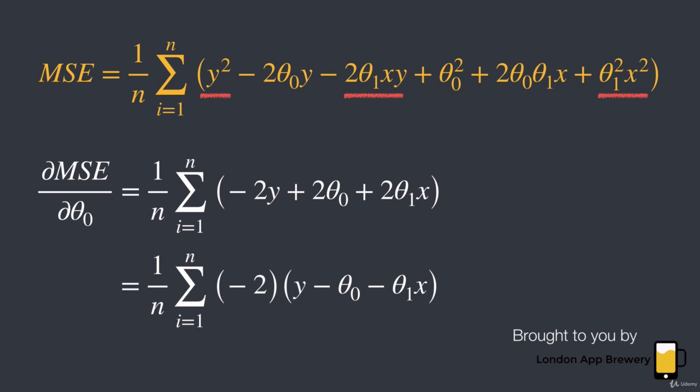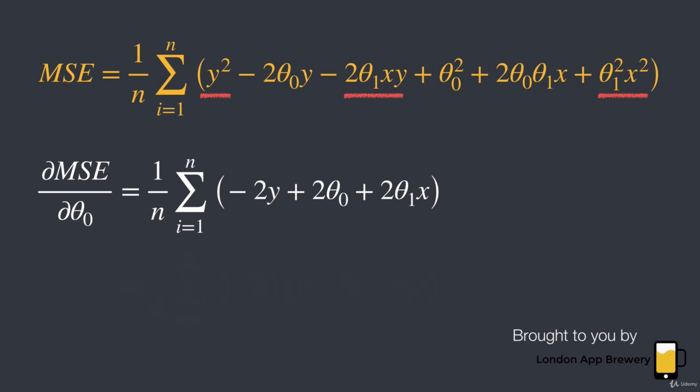I've got minus 2 times y minus theta 0 minus theta 1 x. And then what I can do is simply move this constant outside of the sum. So our equation would actually look like this. And that's really it. That's the partial derivative with respect to theta 0.